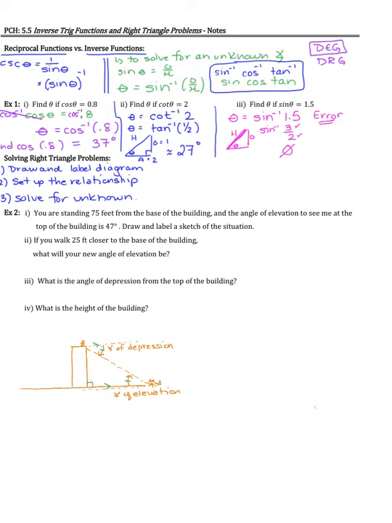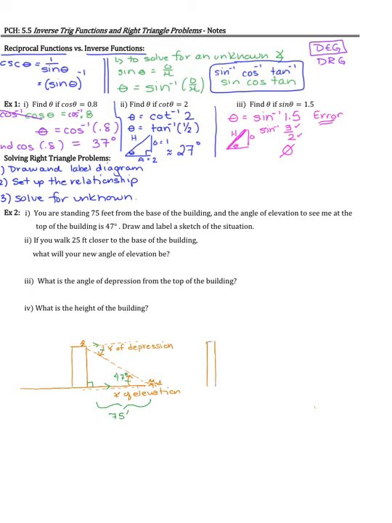All right, so in our little situation, you are now being played by my dog, sorry, and are 75 feet away from the base of the building, and the angle of elevation to see me is 47 degrees. So that would be our setup. Then they want to know, if you walk 25 feet closer to the base of the building, what will your new angle of elevation be?